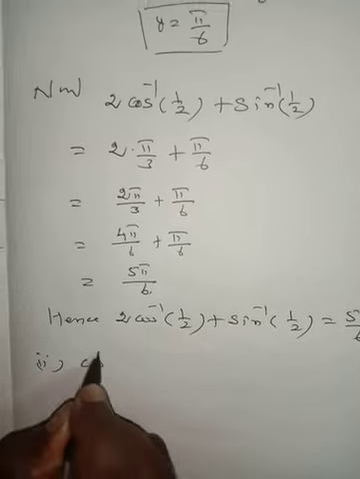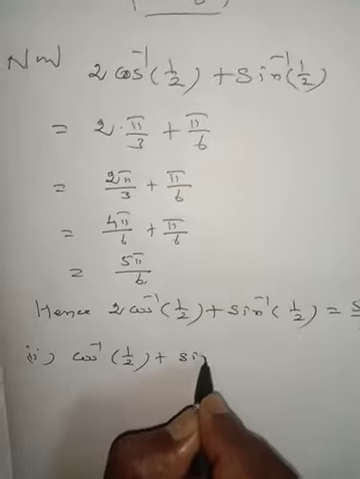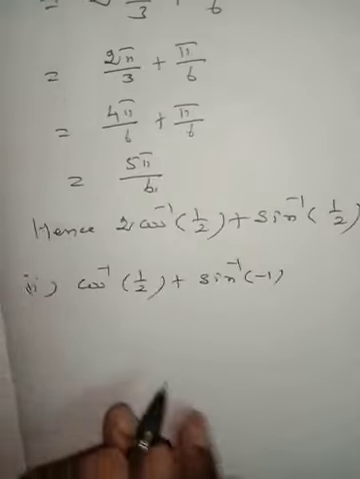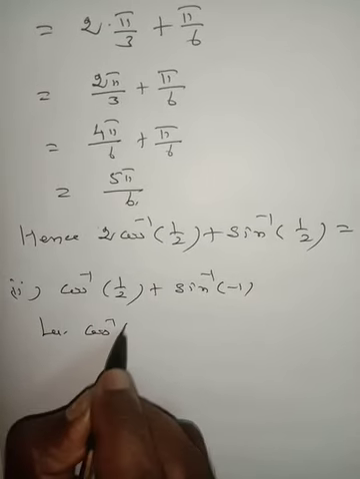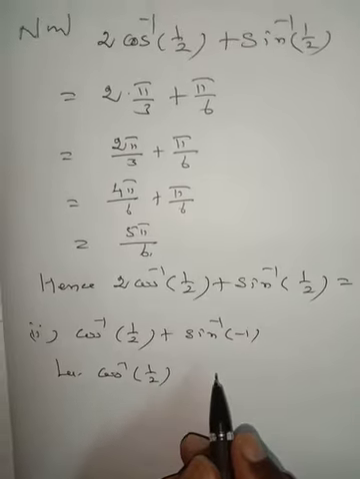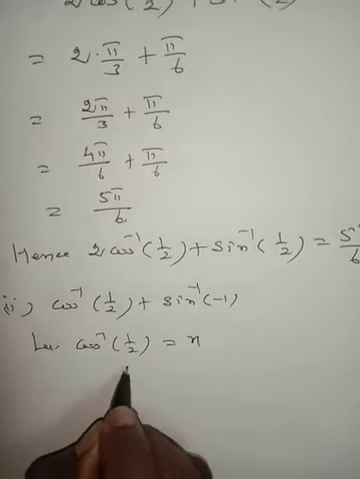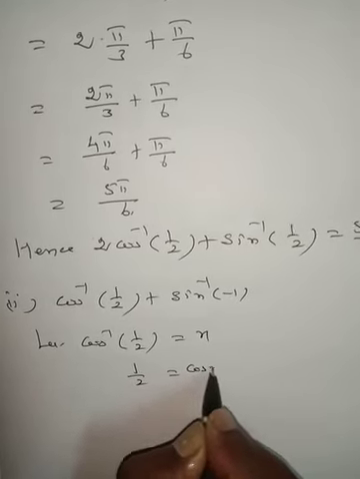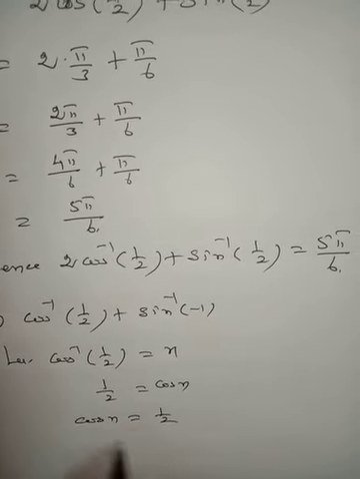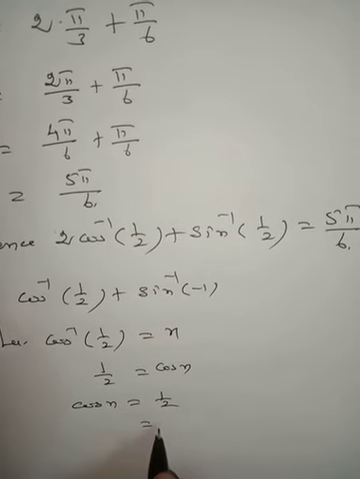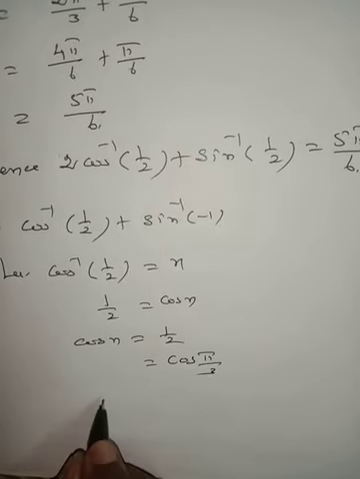Subdivision number 2, cos inverse of 1 by 2 plus sine inverse of minus 1. Let cos inverse of 1 by 2 is equal to x. Taking cos on both sides, 1 by 2 is equal to cos x. Cos x is equal to 1 by 2. 1 by 2 in terms of cos column is cos pi by 3. Taking cos inverse on both sides, x is equal to pi by 3.